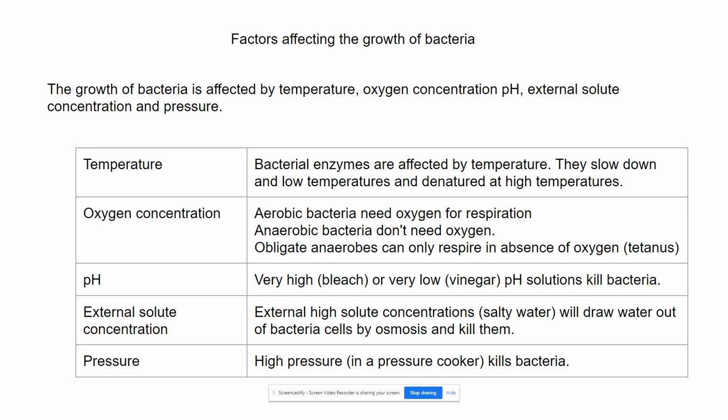Okay, so these enzymes work very slowly at low temperature, and they're broken down or denatured at high temperature. So bacteria would prefer to grow at optimal temperature. Unfortunately for us, human body temperature is an optimal temperature for bacteria growth, or the best temperature.